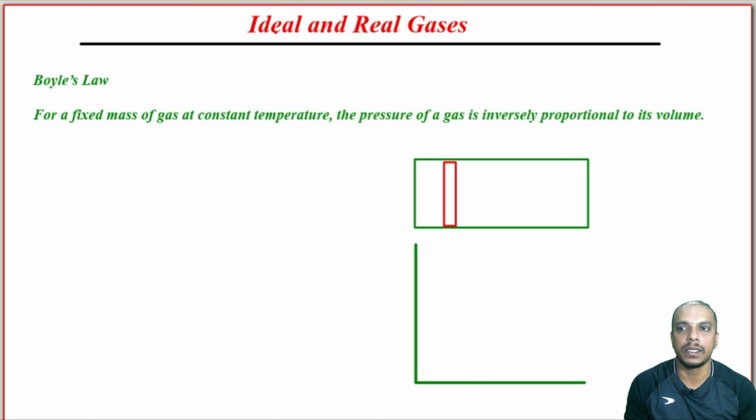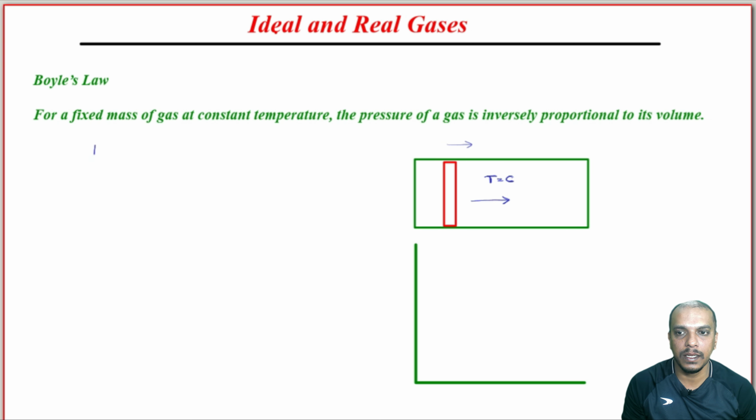So, how do we interpret this? If you consider a piston and a cylinder arrangement, and we expand or compress this piston at constant temperature. Now, let us keep the temperature constant. What will happen if we increase the pressure? Volume will reduce, or on the other hand, if you increase the volume, pressure will increase.